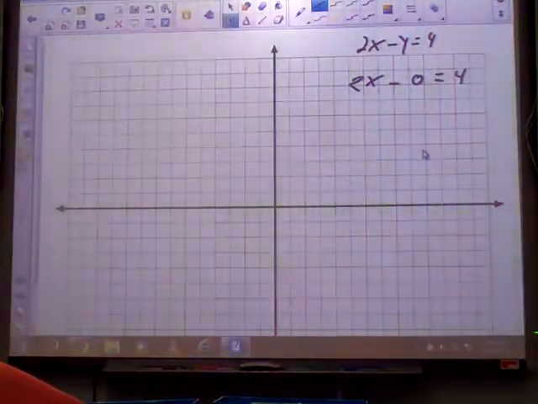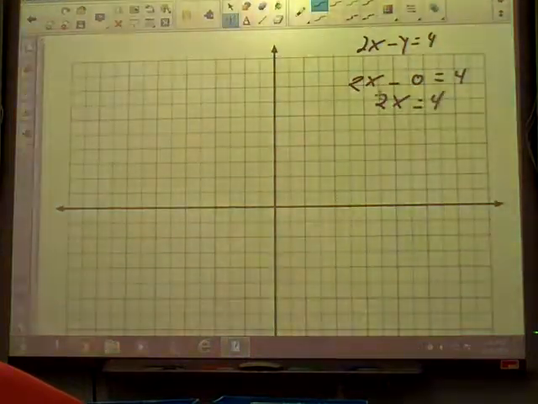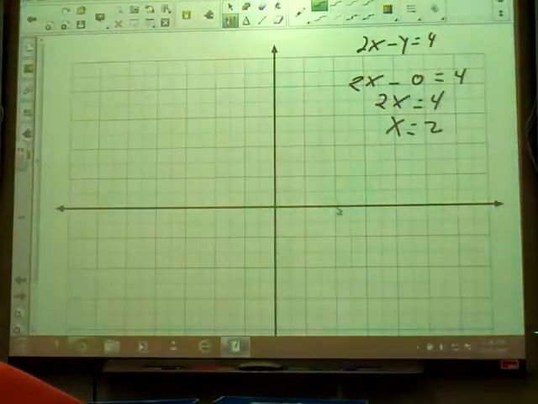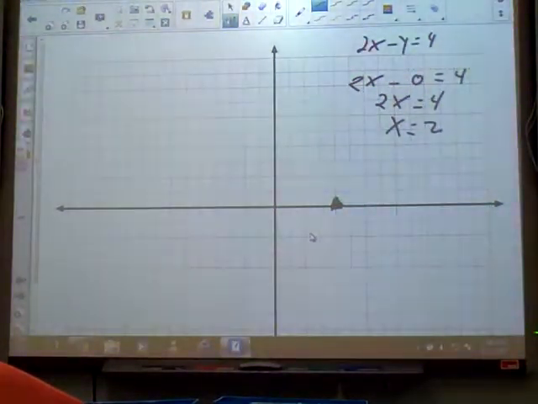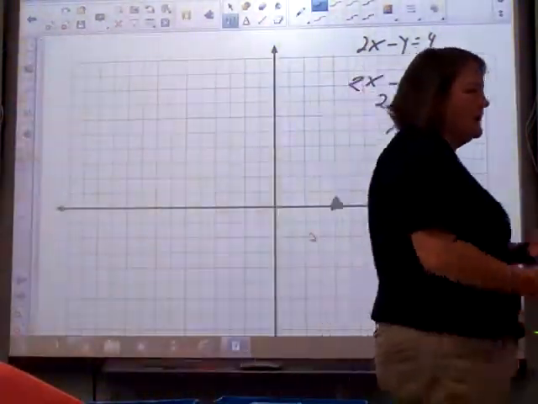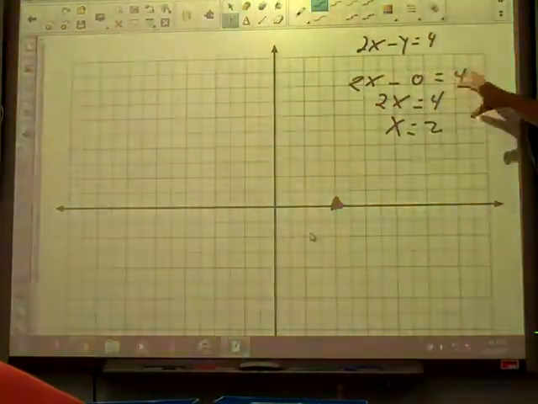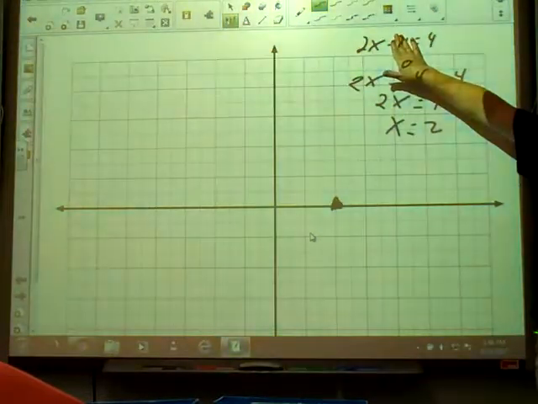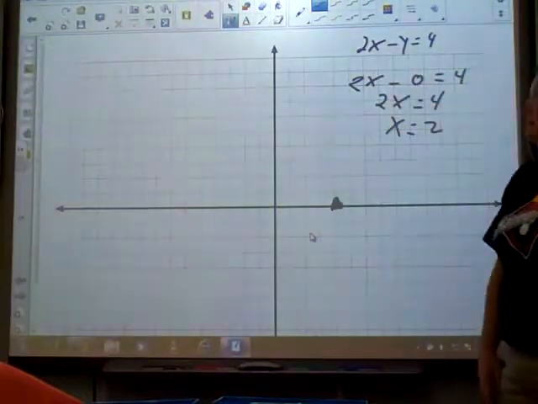Okay, 2x minus 0 is just 2x. Divide by 2, and we got an x-intercept of 2. 1, 2. So it's going to cross the x-axis right there. Now, what makes this so easy is anytime you plug a 0 in for a letter and multiply by 0, it just goes away. So most of the time I won't even do this step. I'll just say, well, I'm taking the y out if I'm putting a 0 in for it. 2x equals 4, so you know x has to be 2, right? So you'll be able to cut down on those steps.